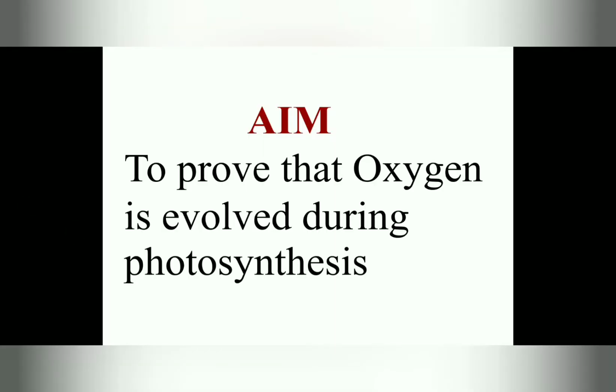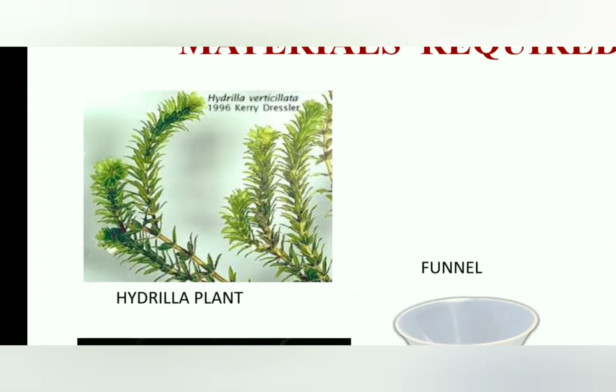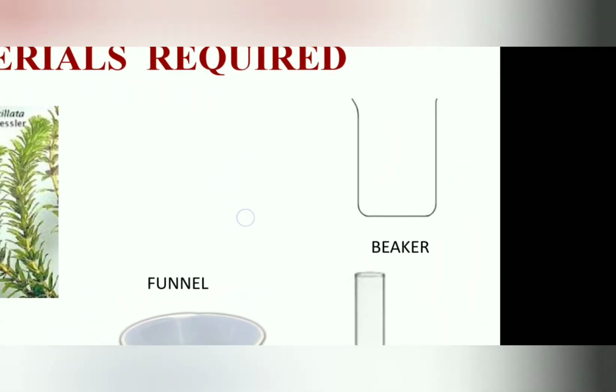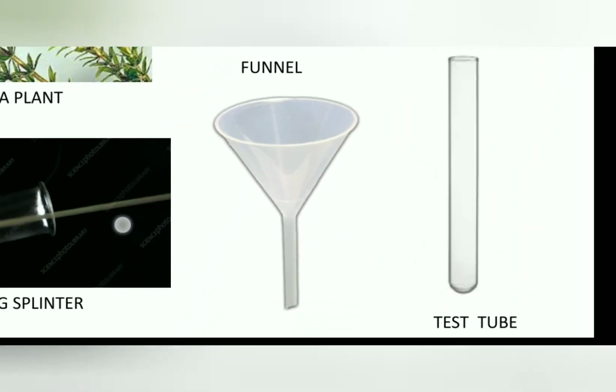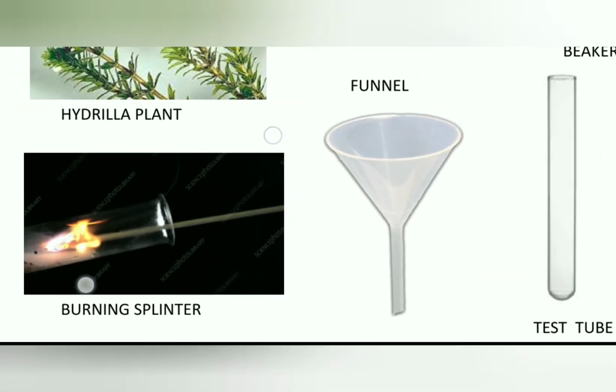So the aim is to prove that oxygen is evolved during photosynthesis. What are the materials required for it? Hydrilla. Hydrilla is a water plant. Then we need a beaker, a test tube, a funnel and a burning splinter.